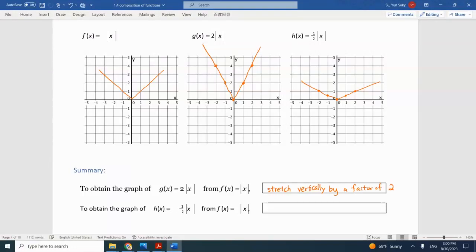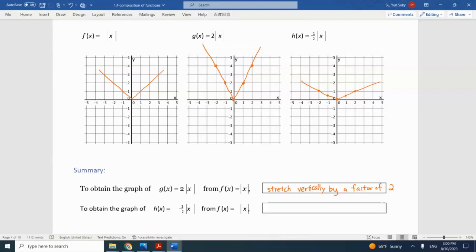Alright, because we have vertical stretch and we also have horizontal stretch. So the say is stretch vertically. Okay, next one here. There are 2 ways you can say. You can either say stretch vertically by a factor of 1/2, or you can say compress vertically by a factor of 2. You see the difference? Compress by a factor of 2 and stretch by a factor of 1/2.